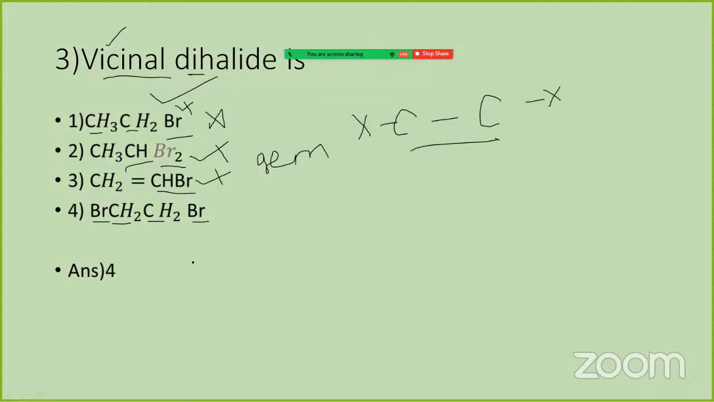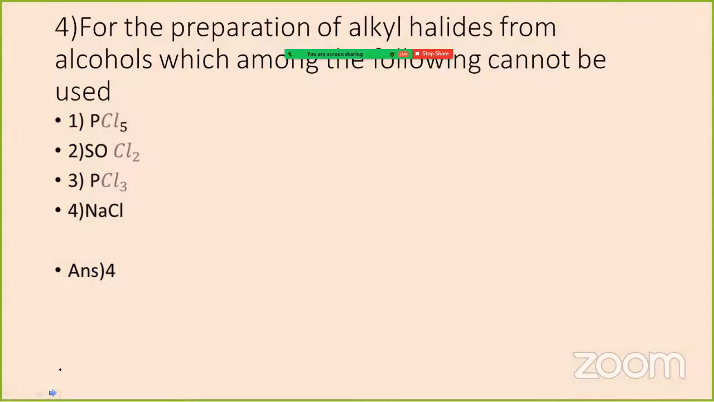So our answer is the fourth one, because in the fourth option we have two halogens, that is bromine. Both the bromines are present on two adjacent carbons. Hence our answer is 4. Okay, so that is vicinal dihalide. Now let us see the fourth question. Yes, our fourth question comes here.